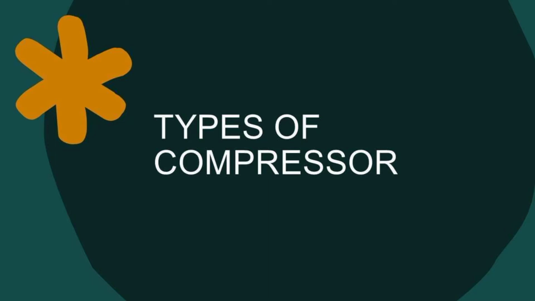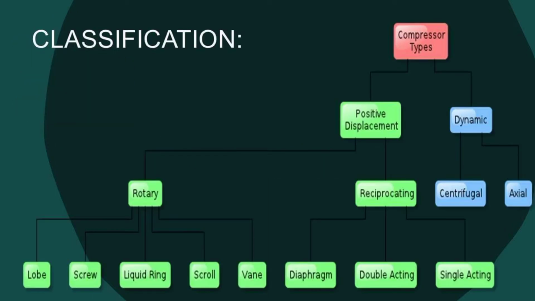Next are the types of compressor. There are two types of compressor, which are positive displacement and dynamic. In positive displacement compressors, pressure is exerted when air is drawn into a chamber, then compressed by reducing the volume of the chamber. There are two classifications in positive displacement, the rotary and the reciprocating.